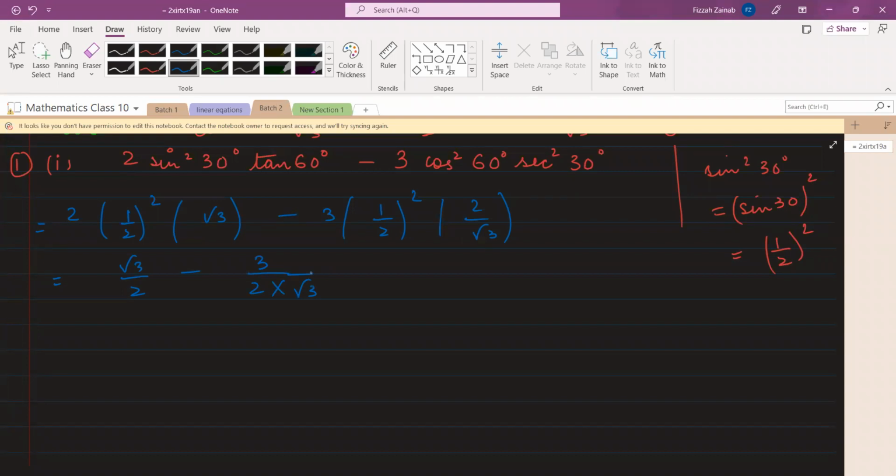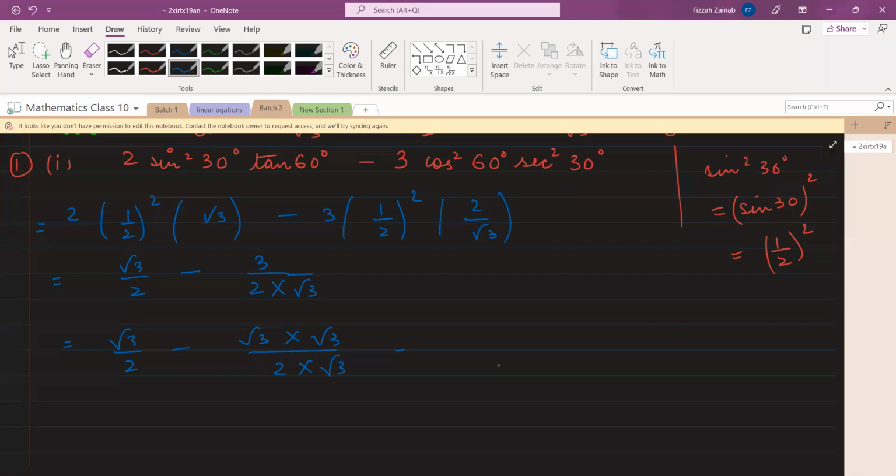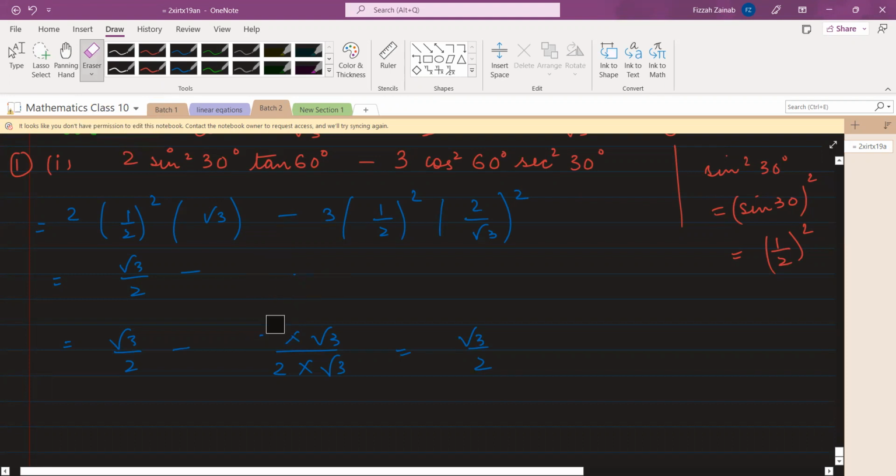Yes, ma'am. Okay. So this is under root 3 by 2 minus. Now this 3 can be written as under root 3 into under root 3 divided by 2 into under root 3, right? So 1 under root 3 cancels out. Ma'am, it is sec square theta, sorry, sec square 30. Oh, sorry. No issues. Let me write it.